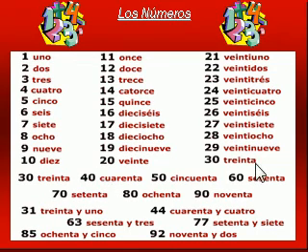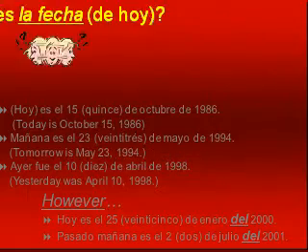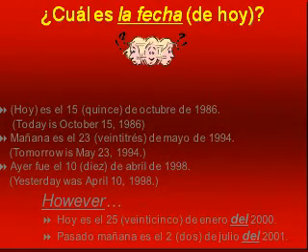Y luego 30. Notice what happens with 31 and on. Okay? Now instead of being one word, son tres palabras, 3 words. 31. Okay? So those are all the ones you have to know for la fecha, the date. And these are all in sus apuntes, your notes, the hoja that I gave you.